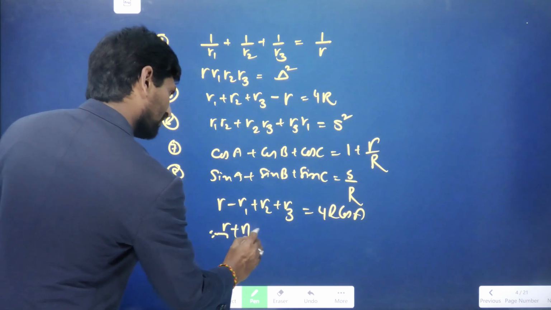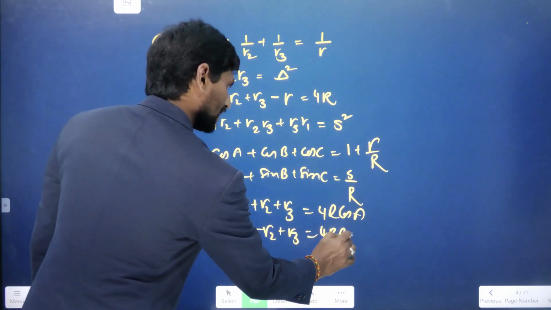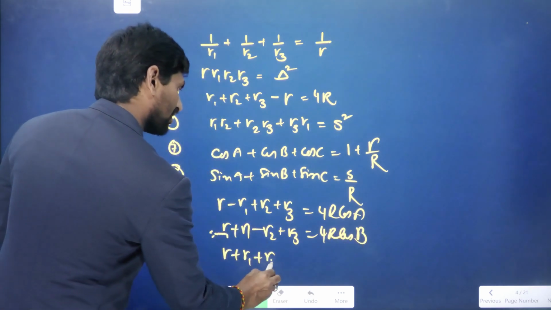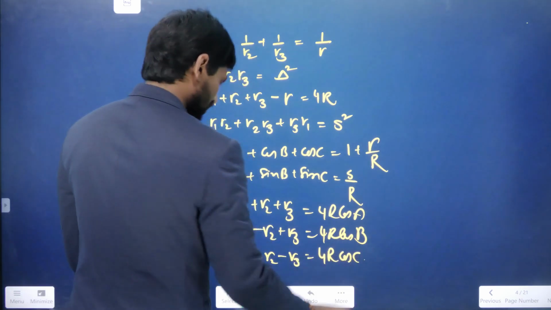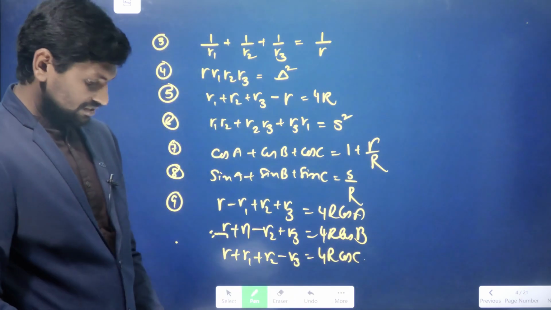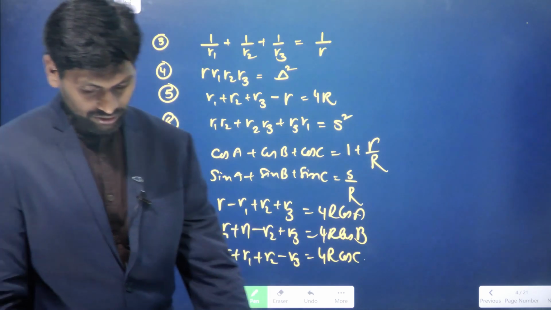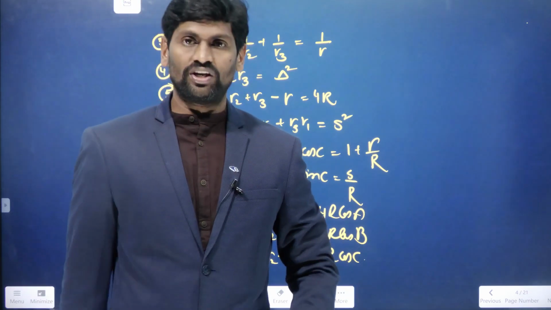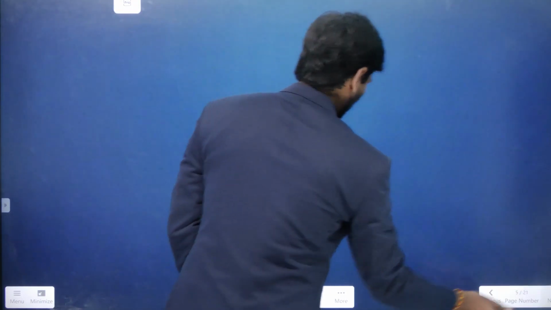R plus R1 minus R2 plus R3 is equal to 4R cos B. R plus R1 plus R2 minus R3 is equal to 4R cos C. So these are the important points to remember. By using these points, we are going to find the solutions for this exercise. Okay? Now the practice sheet. Let us start the practice sheet.